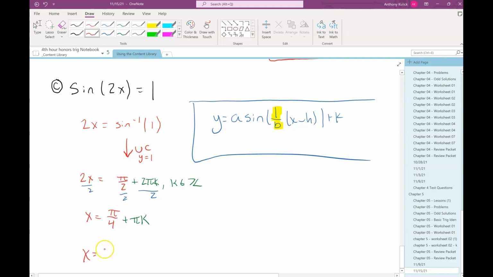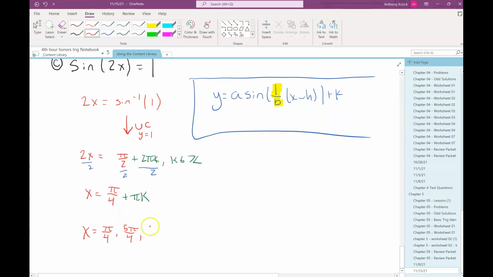So one solution when k is 0, another solution when k is 1, that's still inside of our interval, and a third solution when k is 2, but that is going to be too big, right? Because that's bigger than 2 pi.